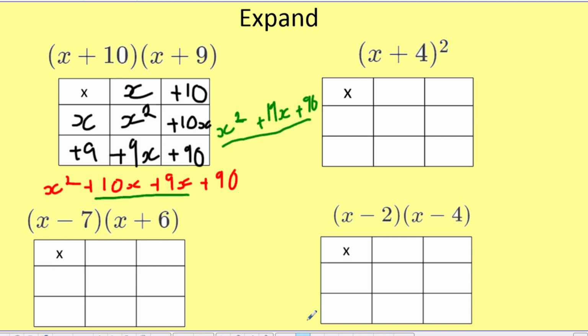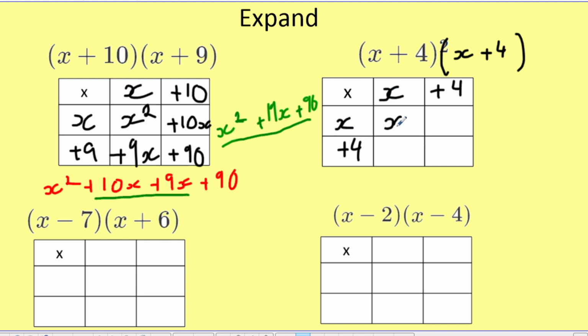Okay, for the next one, it's a little bit different. It's still got a plus 4. We've got the squared there. What that means is, basically, we've got the same brackets twice. Okay, so if you have a squared there, power of 2 there, means you have the same bracket twice. So now we just expand it the same way we did before. x plus 4 and x plus 4.